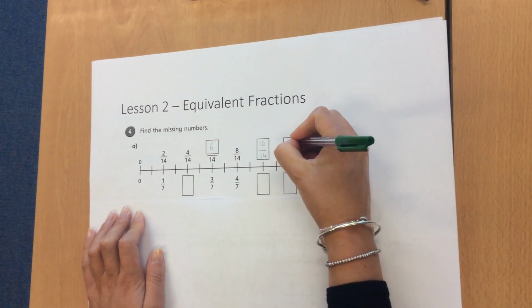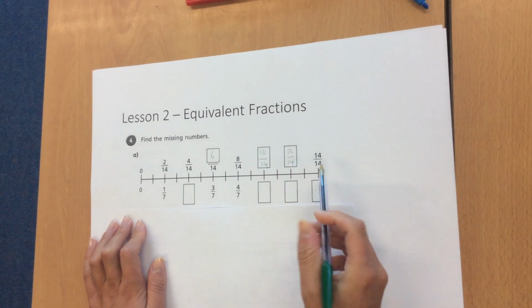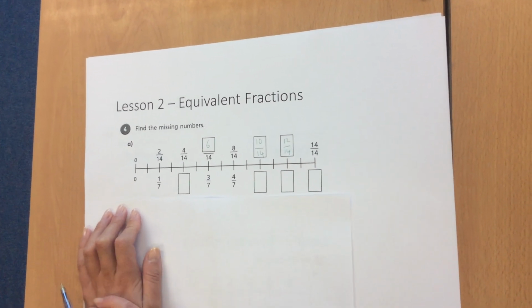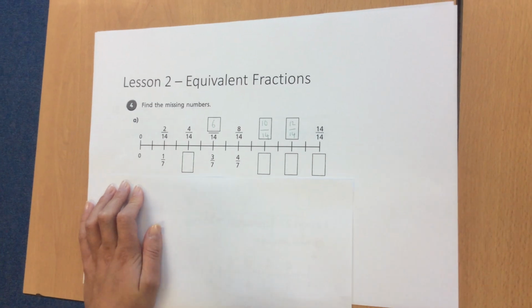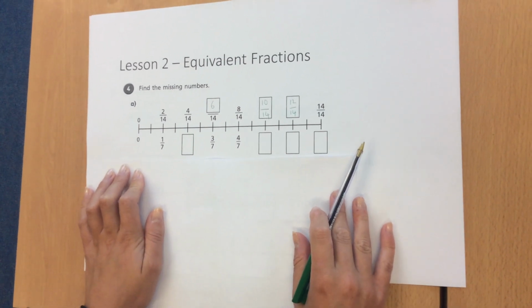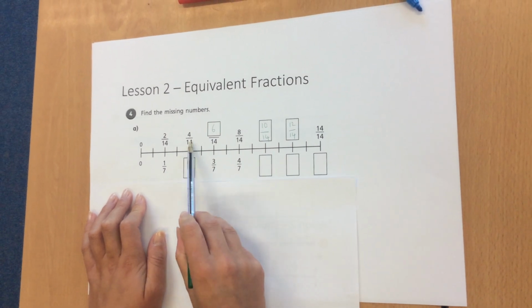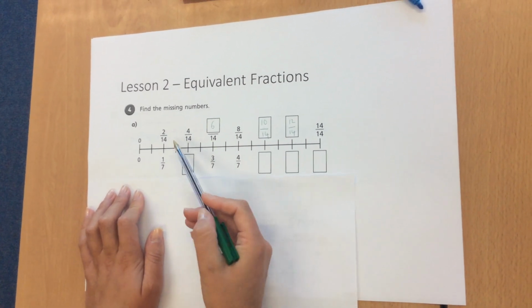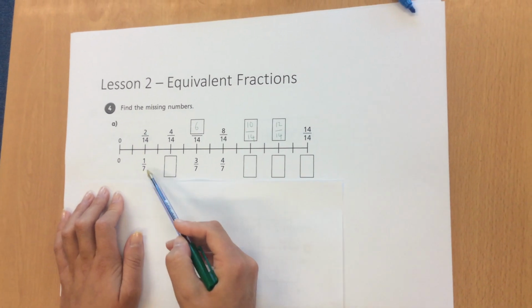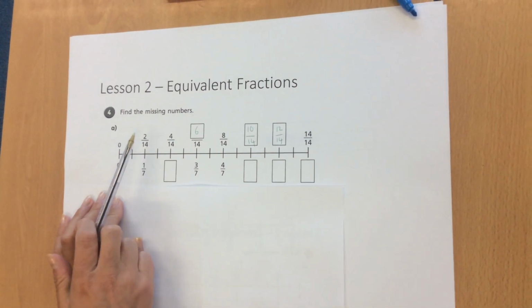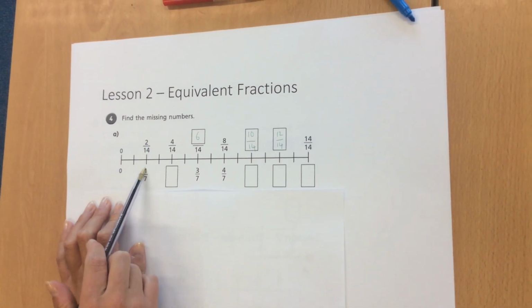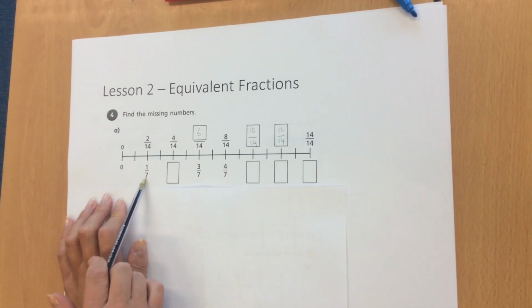11/14ths, 12/14ths. So each of these landmarks represents 1/14. However, we've also got something underneath. Now, if our focus is equivalent fractions, there's going to be some patterns going on. Let's look at the first one. That information has been given to you for a reason. It says 2/14ths is the same as 1/7.